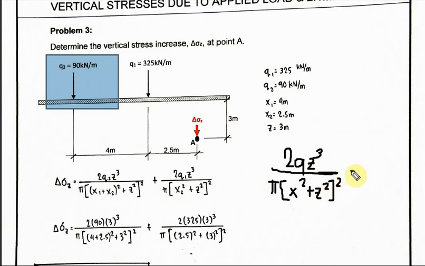That is the general formula for the vertical stress increase. The z here is the vertical distance. Then for the distance x, we have x1 and x2, the horizontal distances.